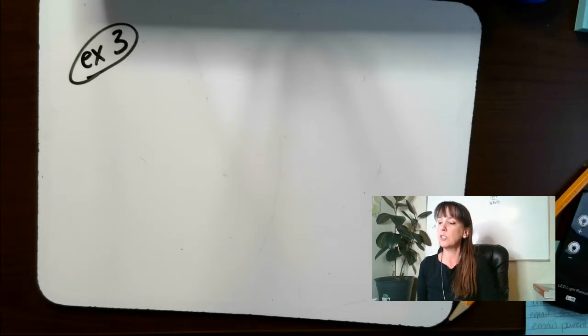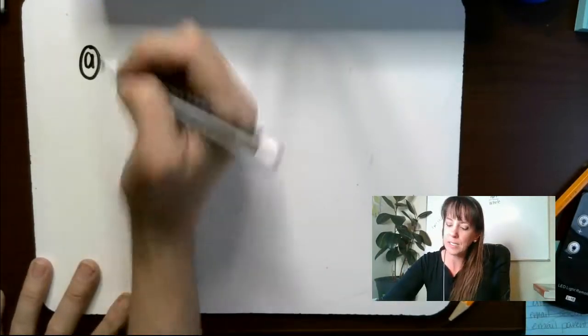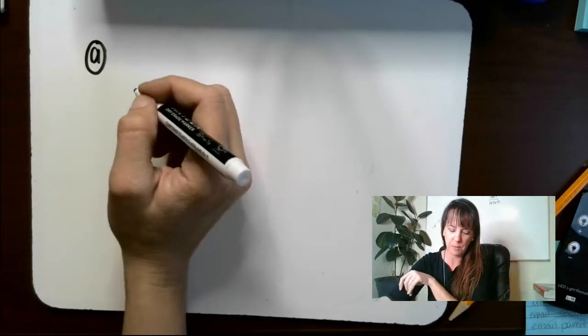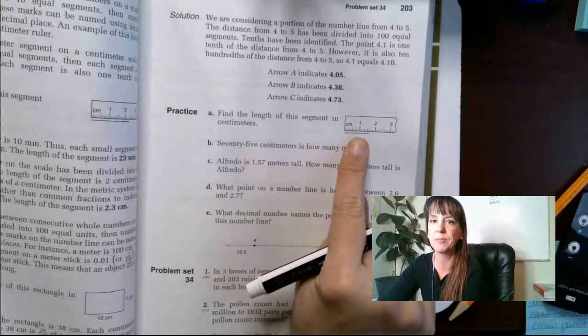So for examples, actually not example number 3, we are now on the practice problems. Guys, your practice problems need to be at the beginning of your homework. So turn to page 203 and do those practice problems A through E, and then come on back and make sure you did them right. All right, find the length of this segment in centimeters for A, okay?